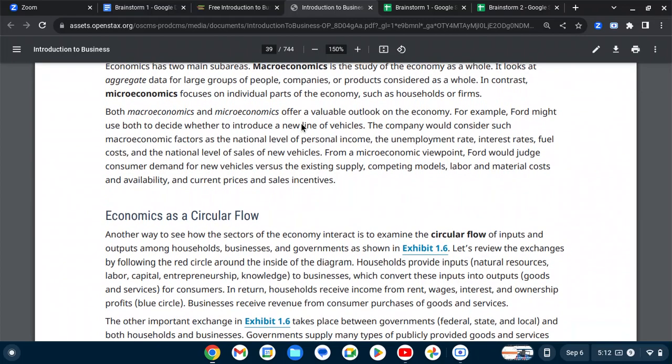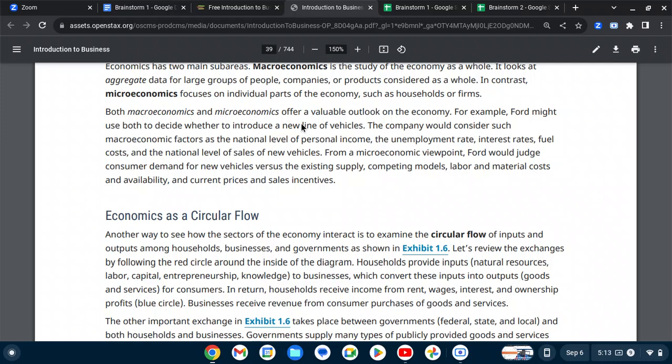Economics has two main sub-areas. Macroeconomics is the study of the economy as a whole. It looks at aggregate data for large groups of people, companies, or products considered as a whole. In contrast, microeconomics focuses on individual parts of the economy, such as households or firms. Both macroeconomics and microeconomics offer a valuable outlook on the economy. For example, Ford might use both to decide whether to introduce a new line of vehicles.